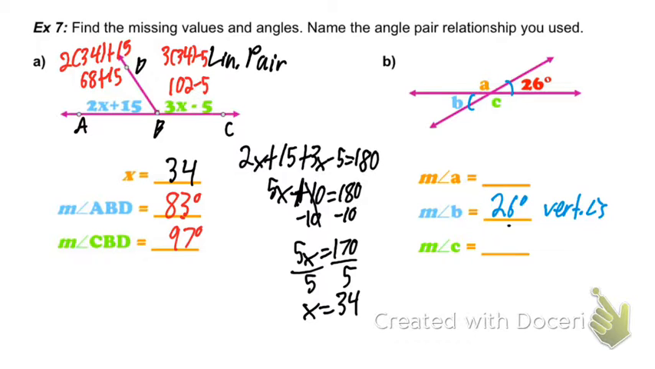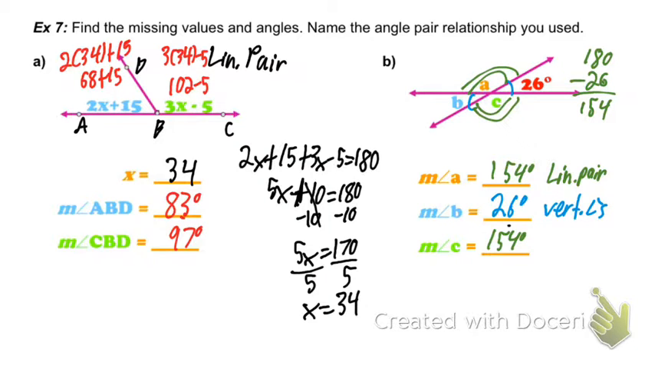To find either angle A or angle C, we could say it's a linear pair with our given angle of 26, or the angle we found, angle B. They're linear pairs, so they have to add to 180. So we can take 180, subtract our 26, and we get the rest of the angle. There are angle A and angle C both. When you subtract that, we end up getting 154. They both should be the same thing, and they are, because they are also vertical angles with each other.